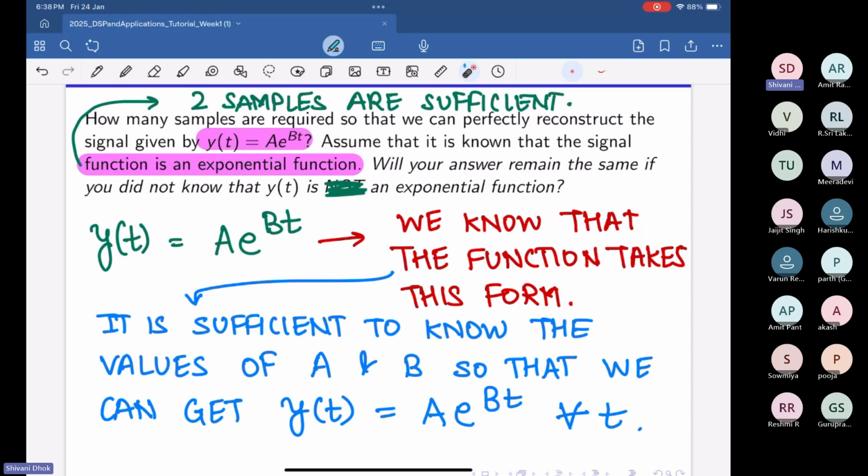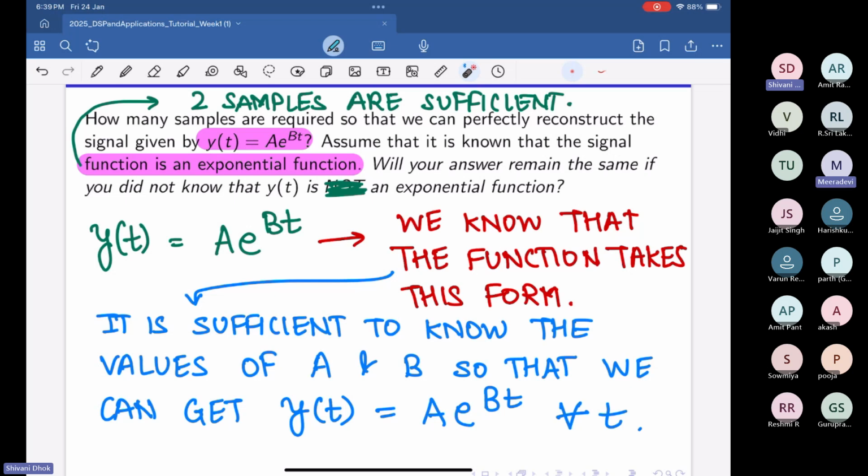If you don't know the value of A and B, then we don't know anything about y of t. I just found it for the sake of showing how to find it, and two values are sufficient. If you want to find out the values of the sample, then we need the values of A and B. Exactly, yes.